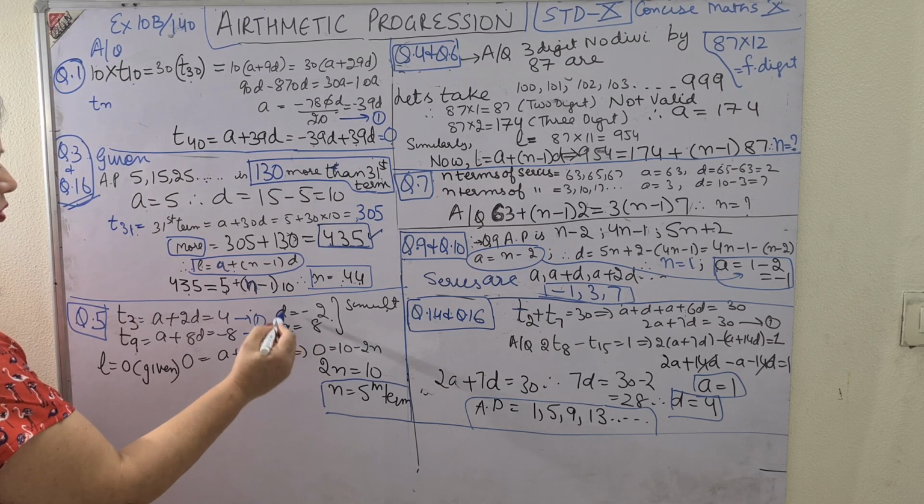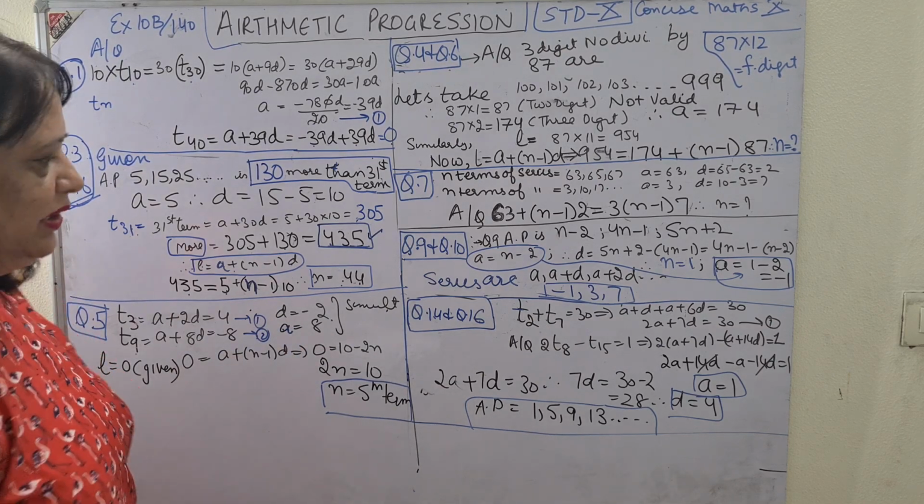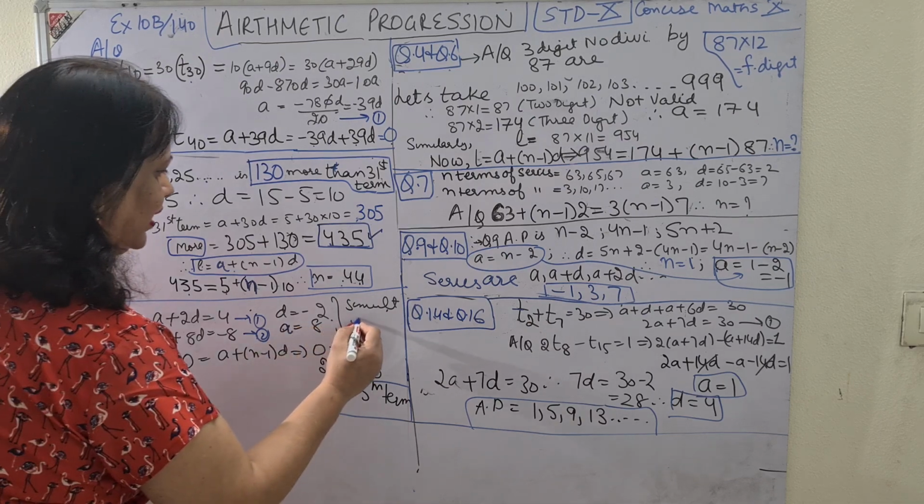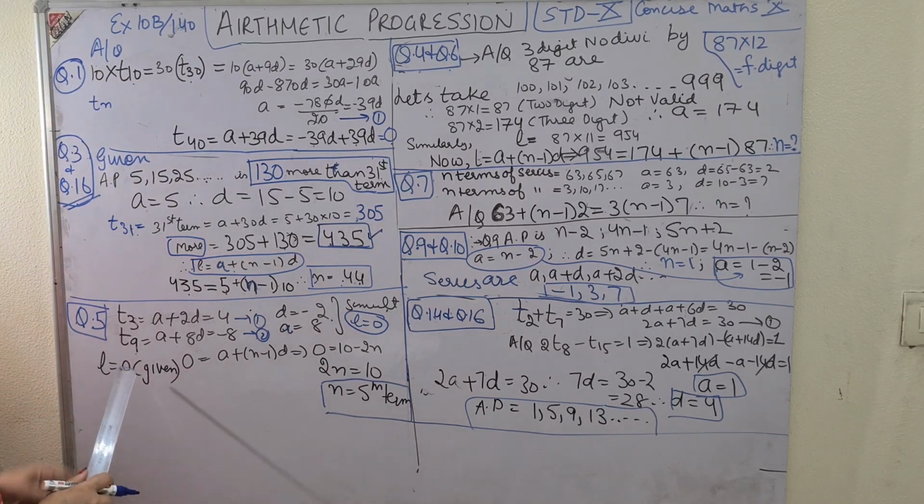After getting the values of A and D, they have asked me to find which term is 0. That means this time my L is equal to 0. Last term L I will take as 0. So L is equal to 0.